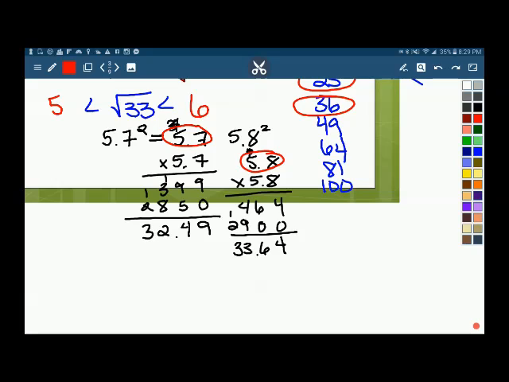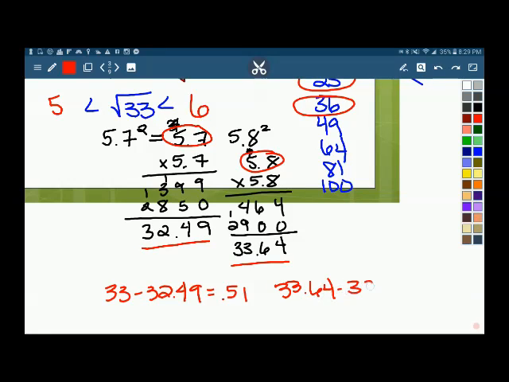Okay, well, which one would be the better approximation? Whichever is the better approximation is whichever number down here is closer to 33. Well, 33 minus 32.49, that's equal to 0.51. 33.64 minus 33 is equal to 0.64. So since 0.51 is smaller than 0.64, that means this number is closer to 33 than the other. So my approximation for the square root of 33 to the 10th would be 5.7.